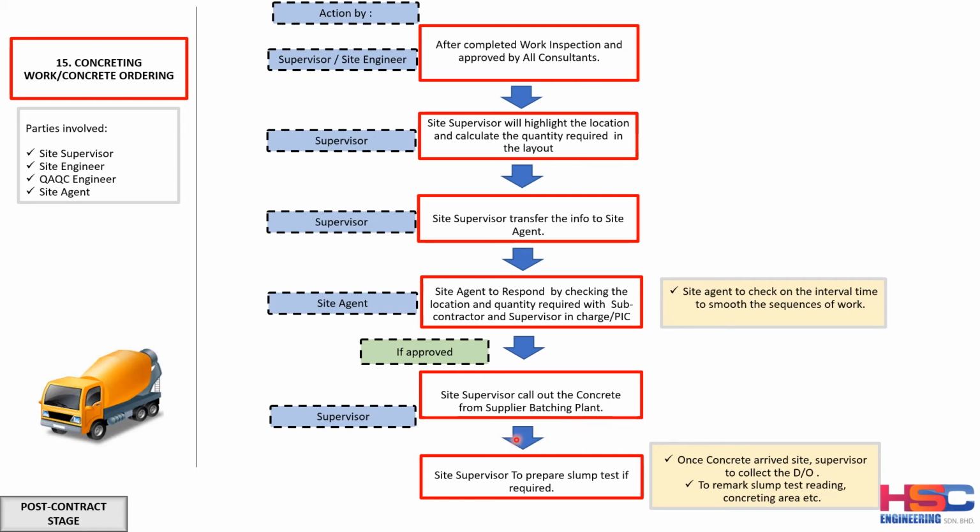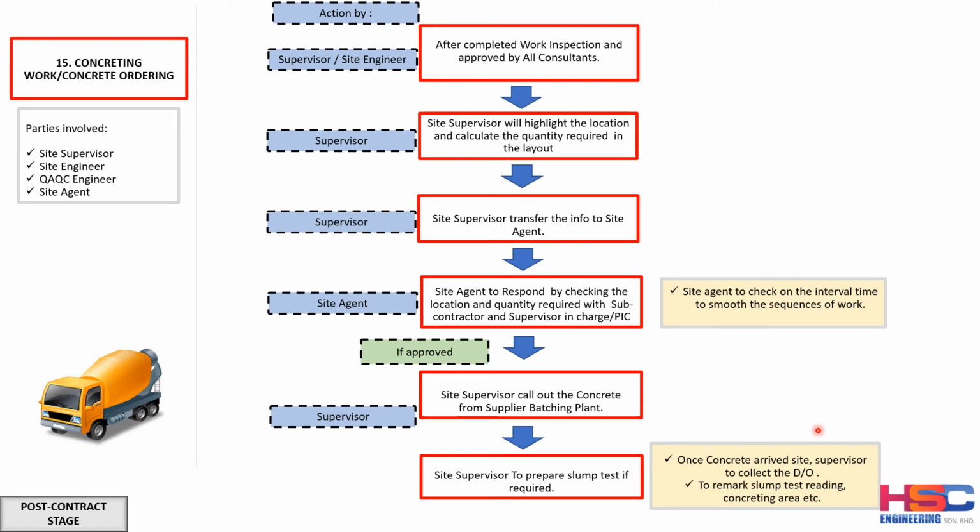And once the concrete is delivered, the site supervisor prepares the slump test as per the requirement of the project quality plan. So once the concrete arrives on site, the site supervisor collects the DO and marks the slump test reading in the DO, and also marks the concreting area. Again, although this looks so simple, this is very important.